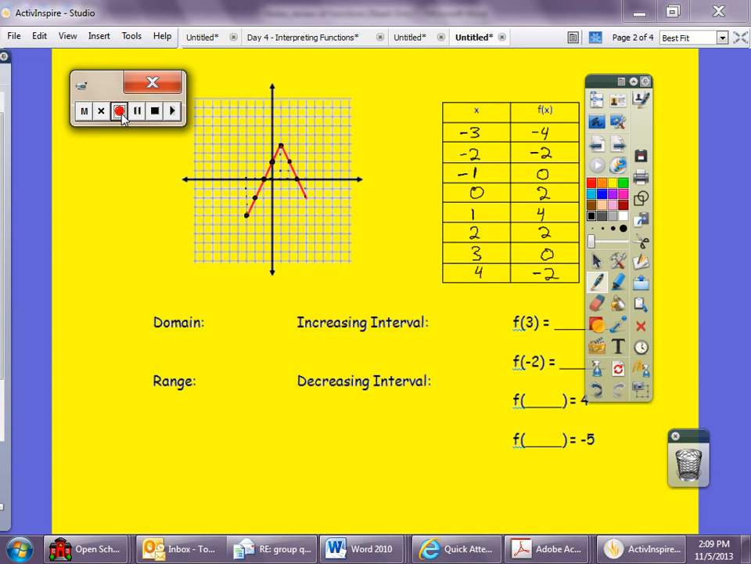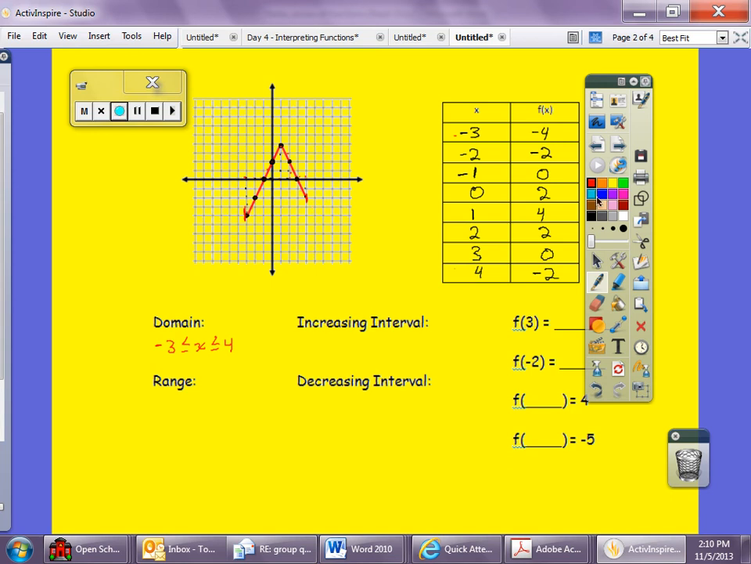Now, when we're looking at the domain, we know that the domain is the x values. And the x values go from left to right. So the x value on the left is negative 3, the x value on the right is 4. So it goes from negative 3 is less than or equal to x, which is less than or equal to 4. Now when you look at the table, it goes from negative 3 to 4. It's all the numbers in between because all these points are connected, and this is a continuous function.